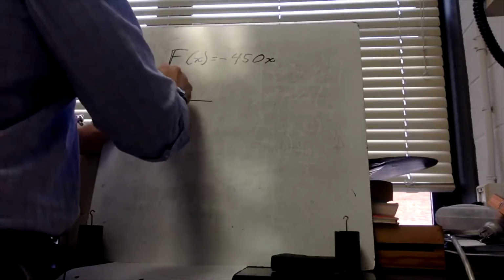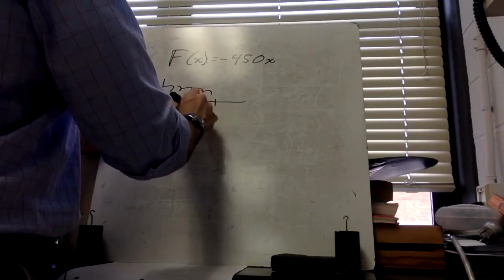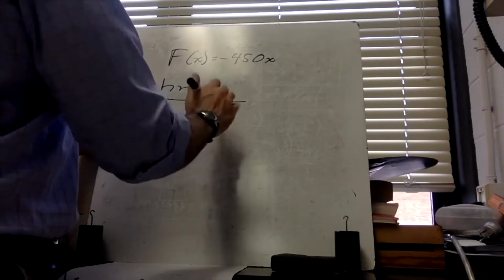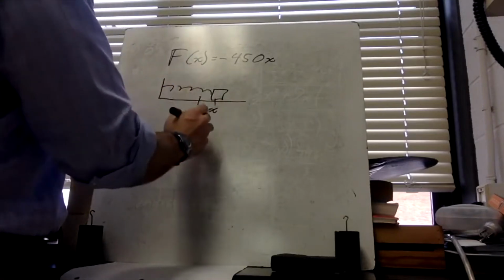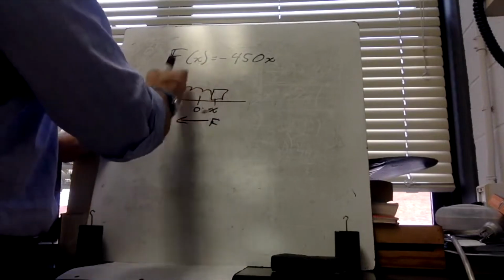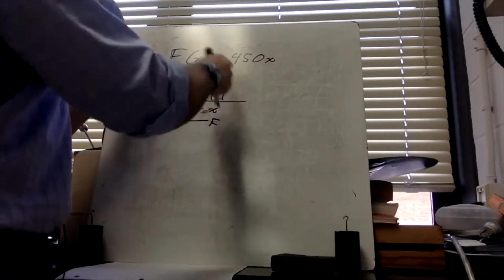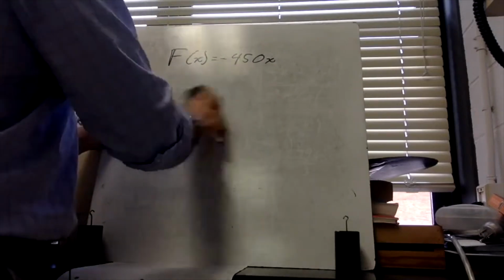If I have some spring, whatever the displacement is, like if this is the 0 and this is the position x of the block, what direction is the force? The direction of the force is in the opposite direction of the displacement, right? If I displace it this way, then the force is going to be that way. So that's what we're saying here. The force is just in the opposite direction of the displacement.